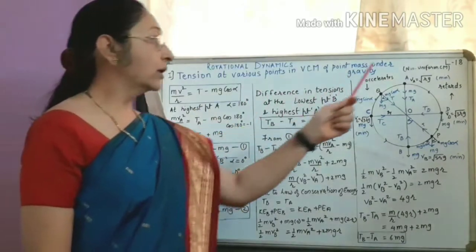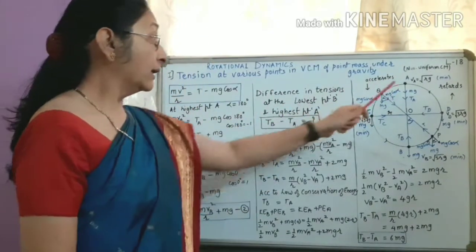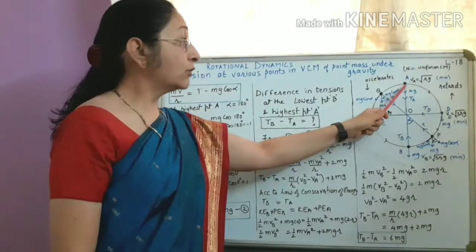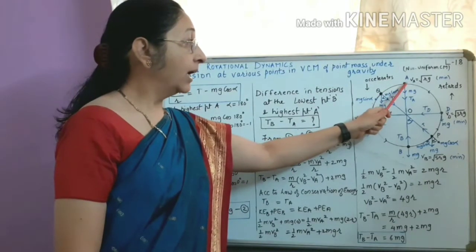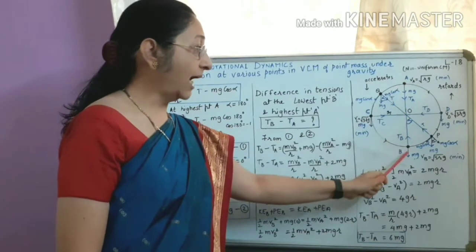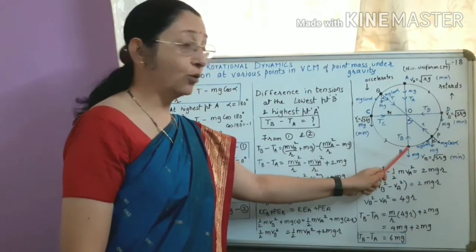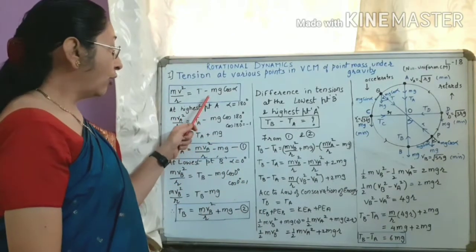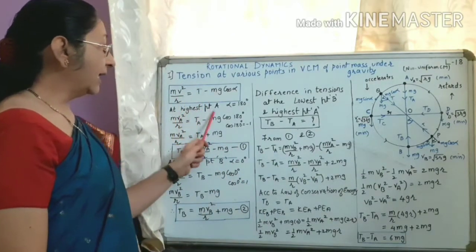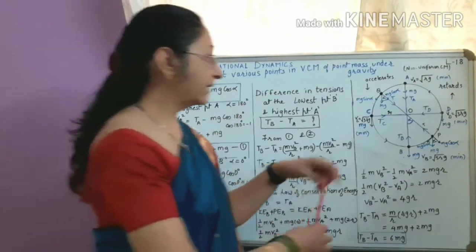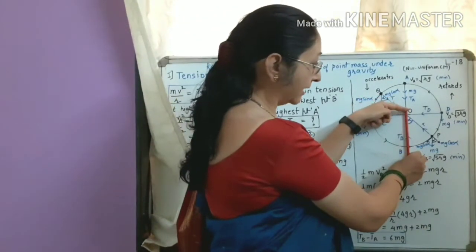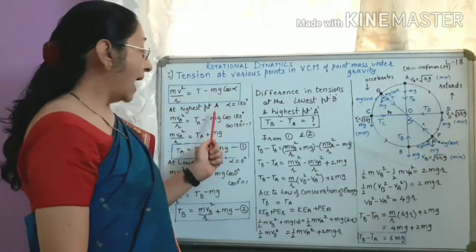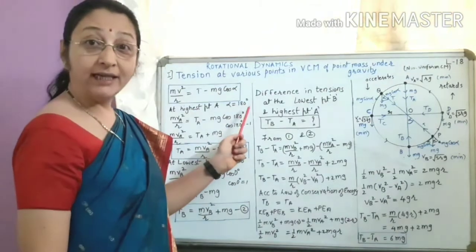Now, I want to find the tensions at the highest and the lowest point. See here, TA is the tension at the highest point A and TB is the tension at the lowest point B. Accordingly, we write at highest point A. Since this is 0, this is 90 and this is 180, at point A, alpha is equal to 180 degrees.